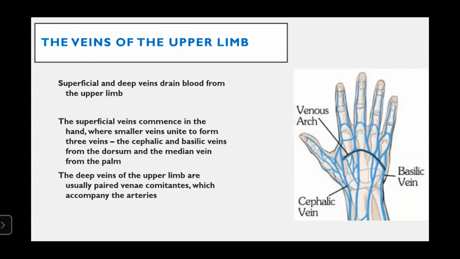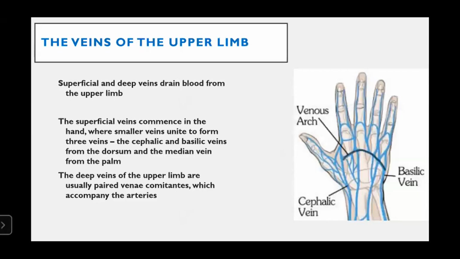Veins of the upper limb. Small veins of the upper limb unite together to form three main veins: two on the dorsal aspect, the basilic vein and the cephalic vein, and one on the palmar aspect, the median vein.